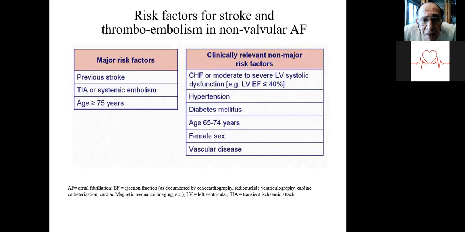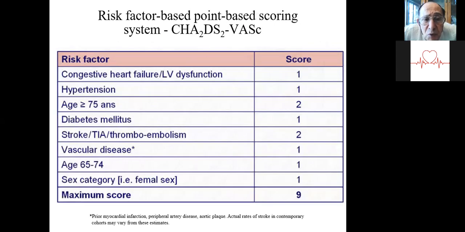The patient may be liable to thromboembolism. There are risk factors for thromboembolism. It's called CHA2DS2-VASc. If he has previous stroke, previous transient ischemic attack, or old age, more than 75 like me, you give 2 points. If he has heart failure, hypertension, diabetes, age from 65 to 74, female sex, vascular disease, you give 1 point for each. If he gets 2 points or more, he is liable for thromboembolism. 1 point, no. The patient may be liable to bleeding.